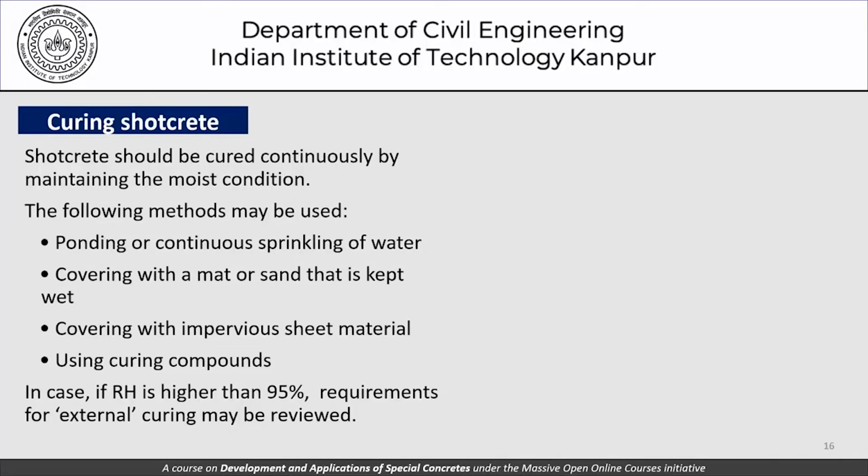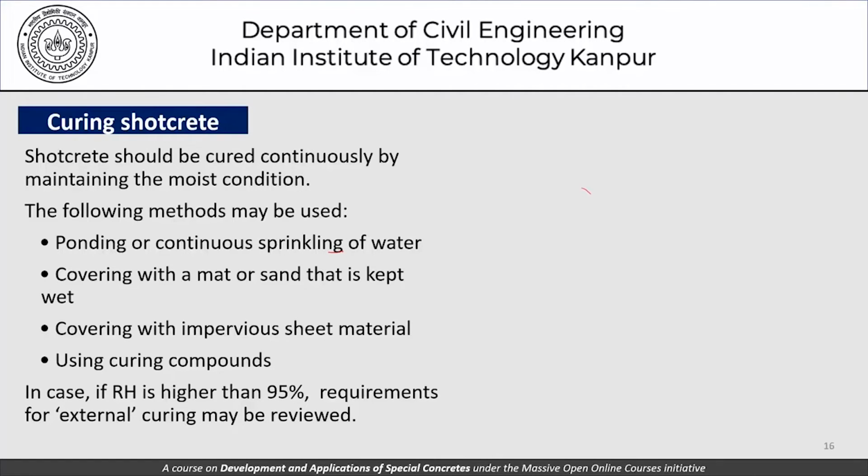As far as curing of concrete is concerned, like any other concrete, it needs to be cured. Shotcrete should be cured continuously by maintaining the moist condition. The following methods may be used: ponding or continuous sprinkling of water if possible, covering with a mat or sand that is kept wet, covering with an impervious sheet material, using curing compounds, and in case the relative humidity is higher than 95%, requirements for external curing may be reviewed.